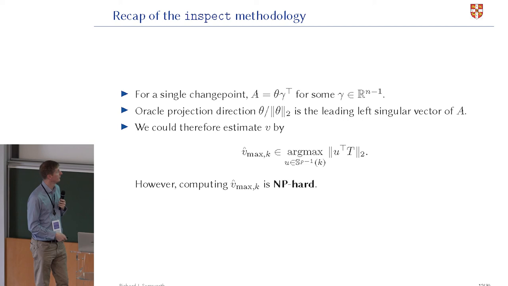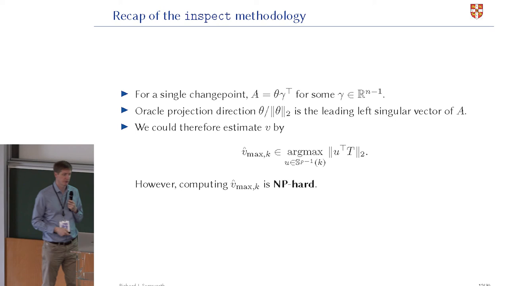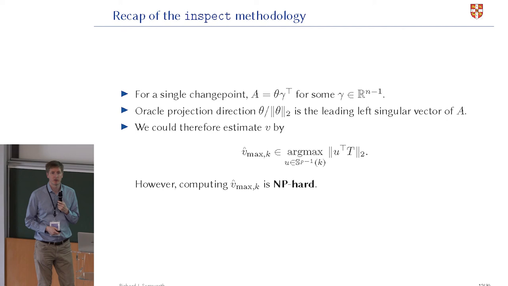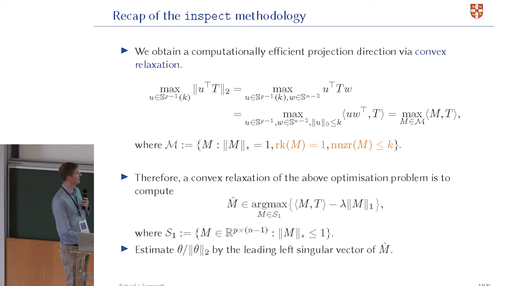So the idea is that since this is the leading left singular vector of this matrix A, the idea is going to be to compute a leading k-sparse left singular vector of the CUSUM transformation of the data matrix. And I can define this like this. So this is a k-sparse unit ball in p dimensions, unit sphere in p dimensions. So that's a very natural strategy. The trouble is that this is an NP-hard problem because I've got to search through all the p choose k possible sparse subsets. So we're going to look at a convex relaxation.